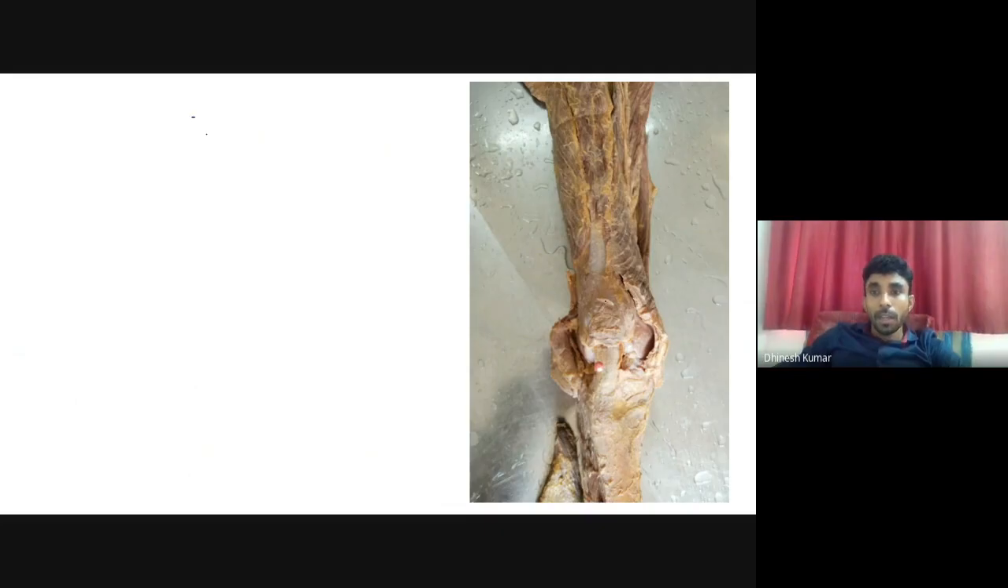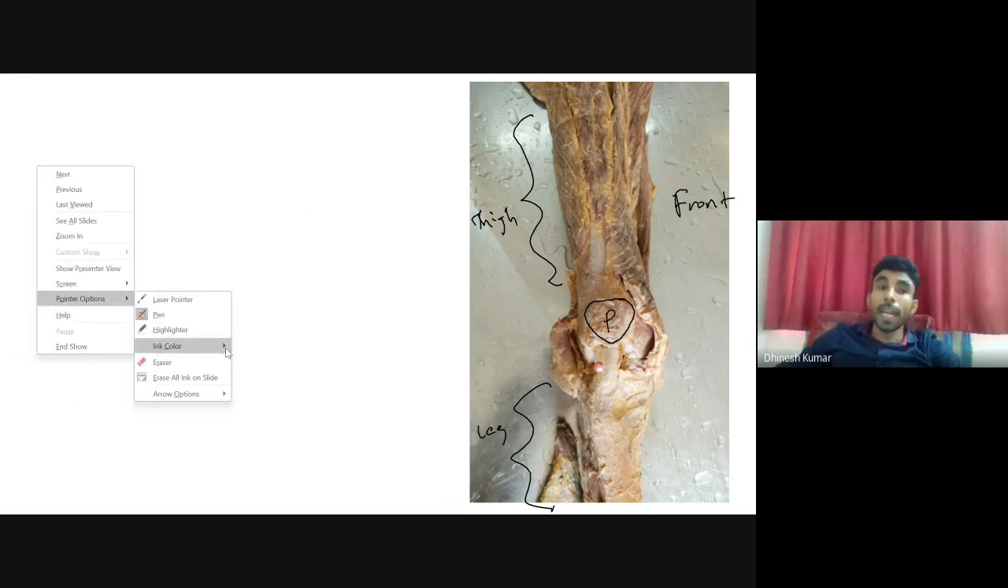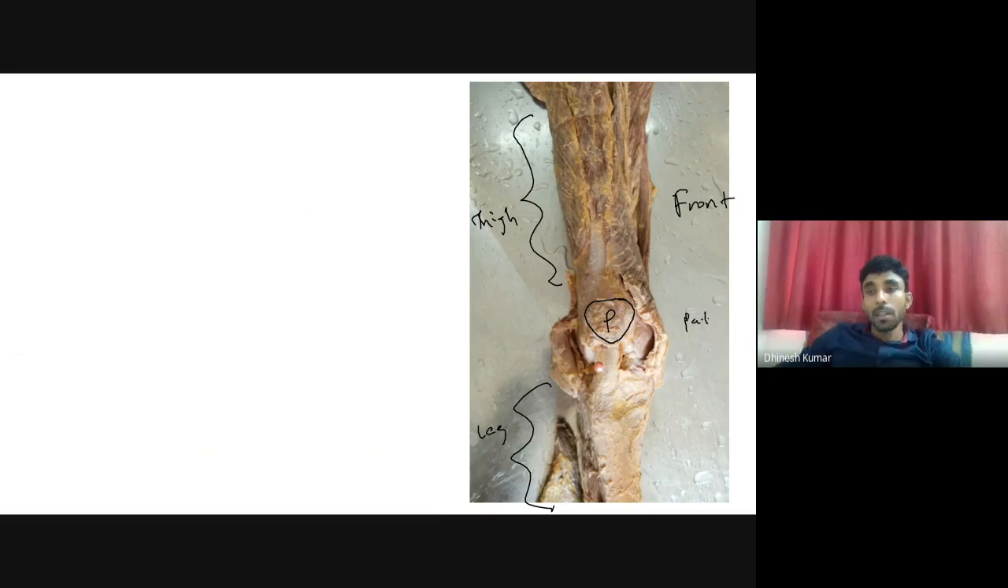In this image, you are seeing the lower part of the thigh and upper part of the leg, in the front, anterior view. This is the location of the patella bone, which is located just in front of the knee joint. Are you able to see one structure pinned here? It is extending from the patella bone to the upper end of the tibia, where we have the projection called tibial tuberosity.